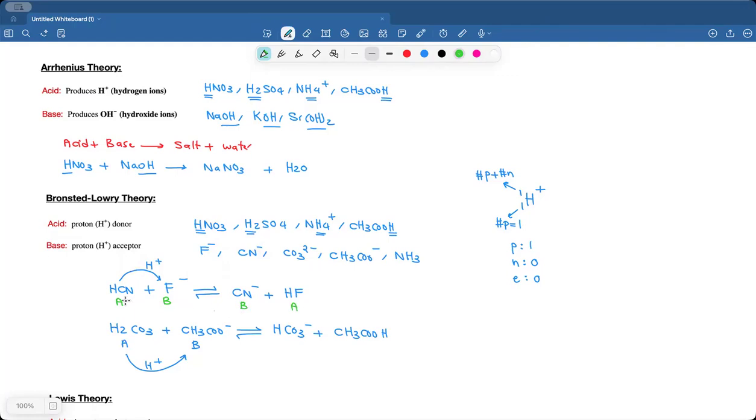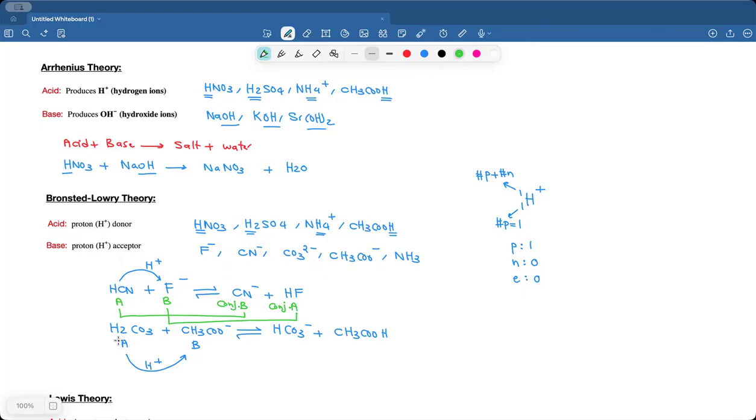So what we call these is that we say, if HCN is the acid, we say that CN minus is the conjugate base of that acid. Or for example, if F minus is the base, the HF on the other side is considered the conjugate acid of that base. So conjugate pairs are always one proton away from each other. So if the acid is HCN, the conjugate base will have one proton less, so it would become CN minus, and vice versa. The acid always has one extra proton, the base has one less proton, basically.